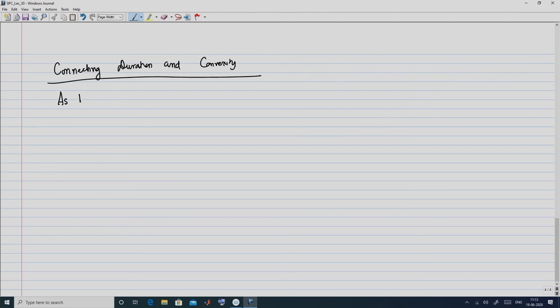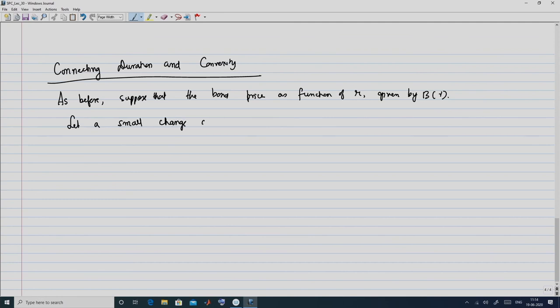Okay, so as before we considered the same setup, and suppose that the bond price is a function of R and is given by B of R. Now, let a small change dr in the interest rate result in a corresponding small change in the bond price.